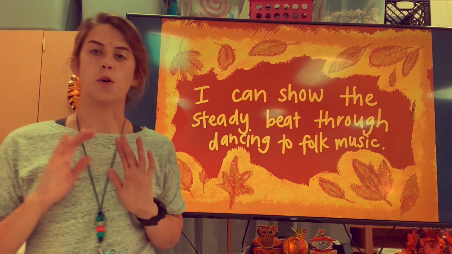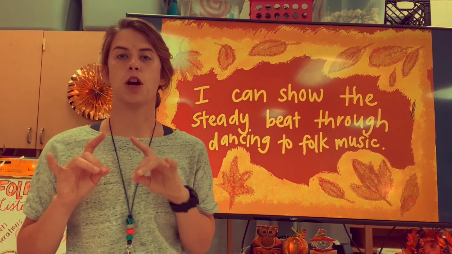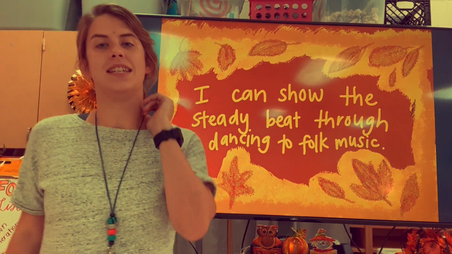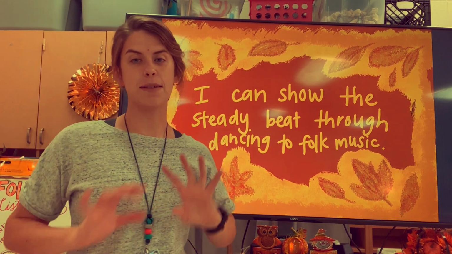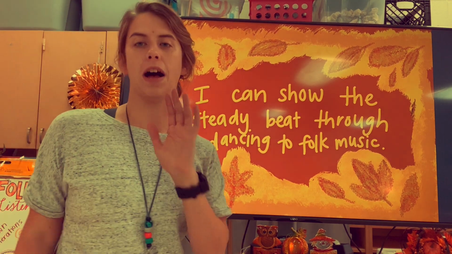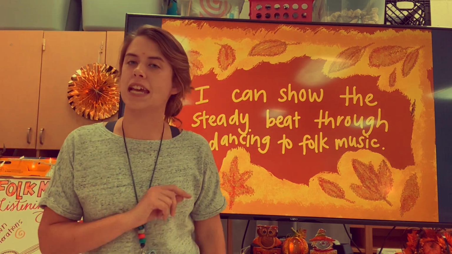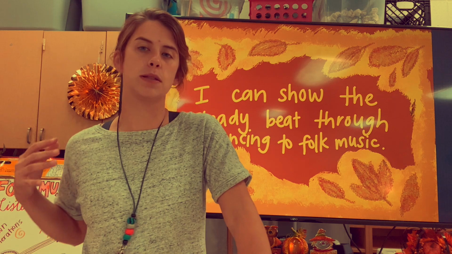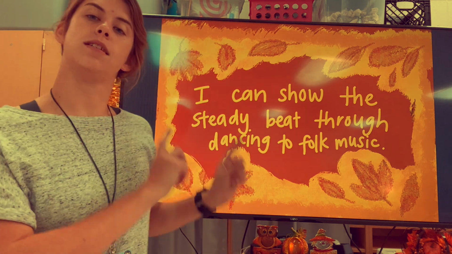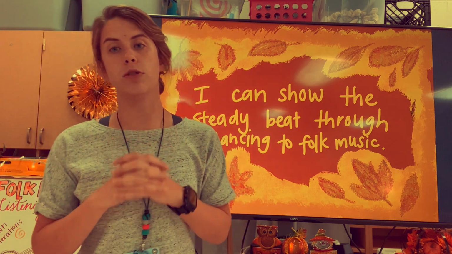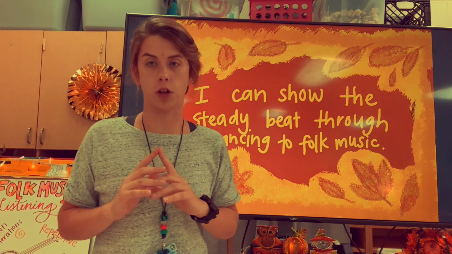All right y'all, so our goal today is this. I can show the steady beat through dancing to folk music, and that may seem like something super simple. I can do that. I can dance, no problem. But the way we're going to be dancing and the specific patterns and movements we're going to do are going to relate to the music, as well as this music is new for y'all to study about.